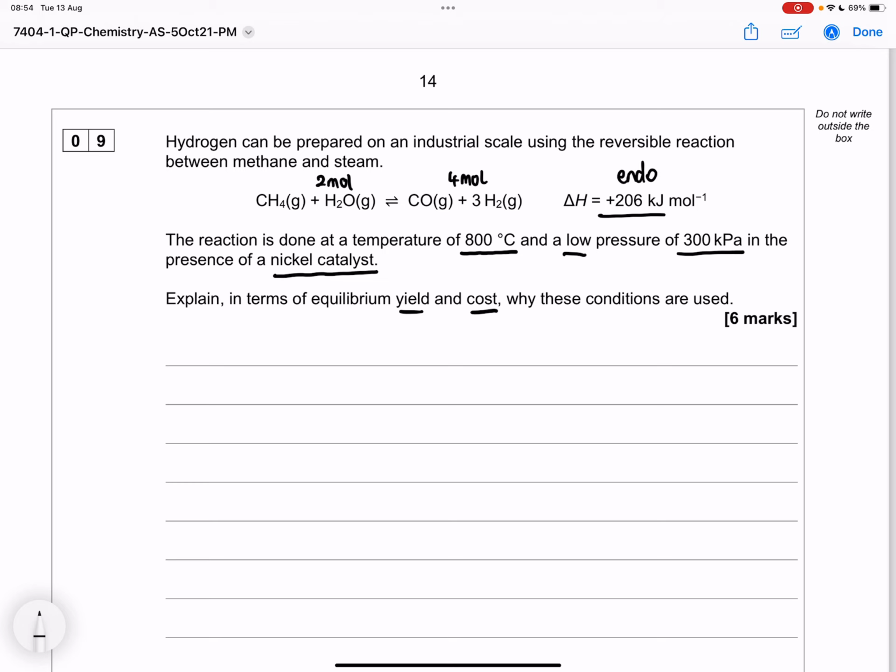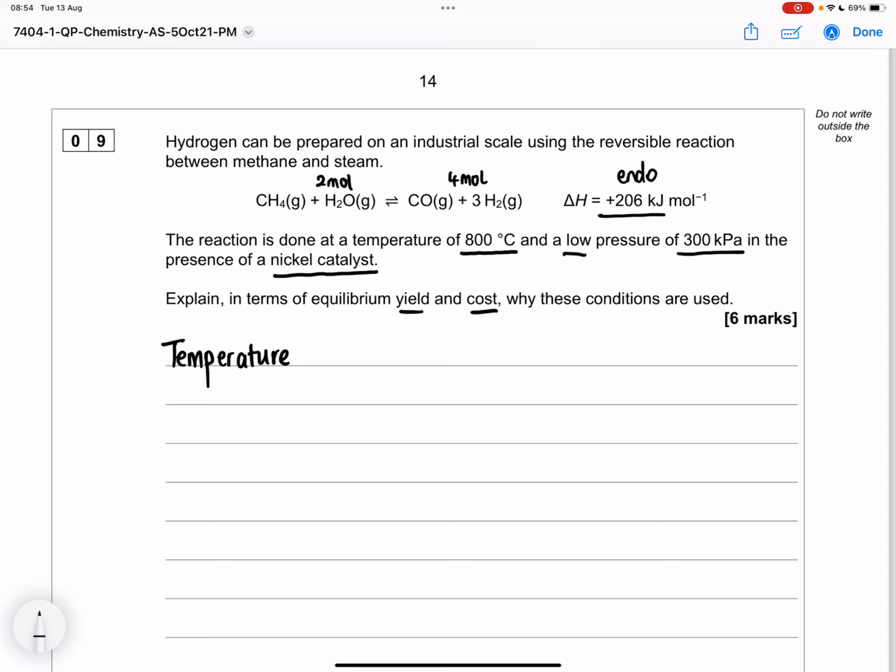So we're going to do each condition separately. So we'll start with temperature. It looks like it's a level of response, so probably each condition is one of the levels. So we're going to start with temperature.